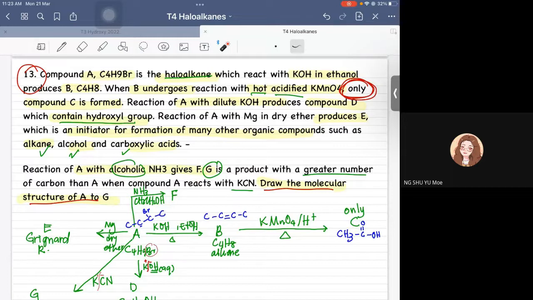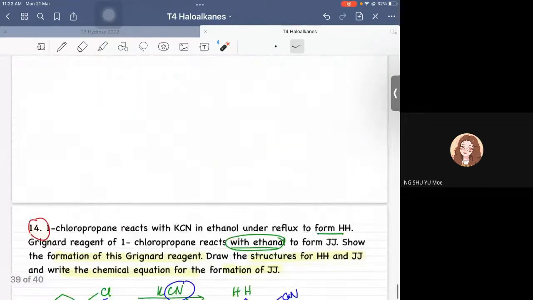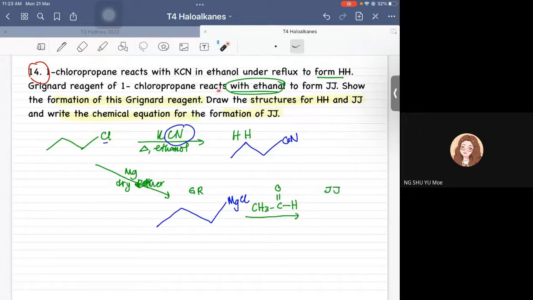Dia hanya cakap react with ethanal to form JJ. Sepatutnya kalau dia nak cakap untuk hasilkan alkohol, dia kata react with ethanal followed by hydrolysis to form JJ. Dan barulah JJ adalah alkohol. Tetapi dia hanya cakap Grignard reagent react with ethanal dapat JJ. So JJ belum lagi undergo hydrolysis. Belum lagi menghasilkan alkohol. So sekarang untuk hasilkan structure produk ni, kita kena start daripada aldehyde.